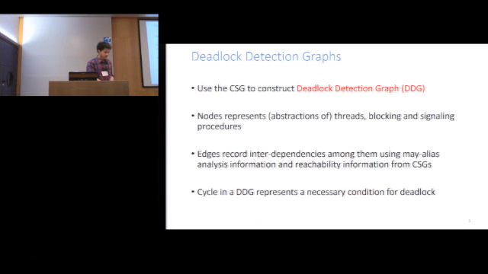So using this program representation, we can run a deadlock detection algorithm on a structure called a DDG, or a deadlock detection graph. The nodes here are abstractions of threads, blocking and signaling procedures, and the edges capture dependencies between them. And a cycle in a DDG is a necessary condition for a deadlock.